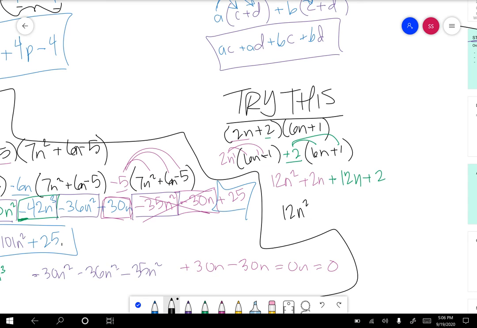And then we have 2n plus 12n. Both of those have n to the first power, so we can combine those. 2n plus 12n would give us 2 plus 12, which is 14. That n would stay to the first because we're adding, we're not multiplying. And then we would have plus 2, because that one doesn't have any like terms either. So there is your answer.